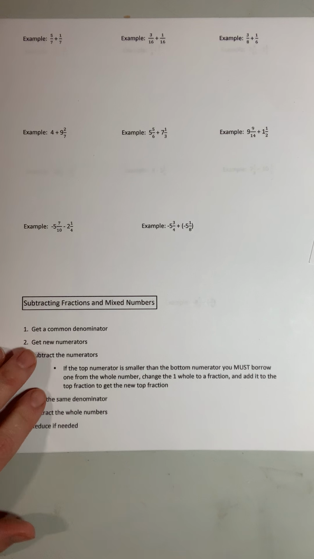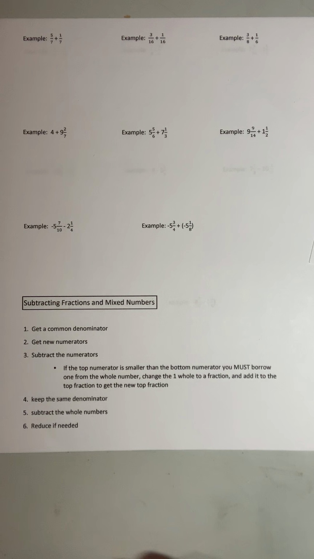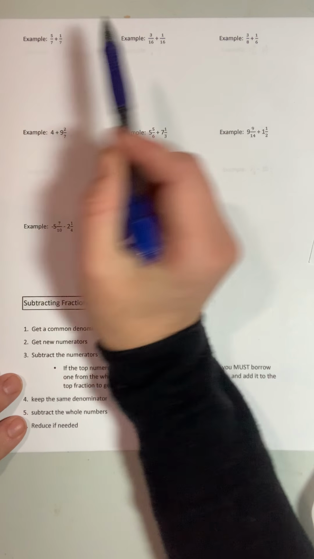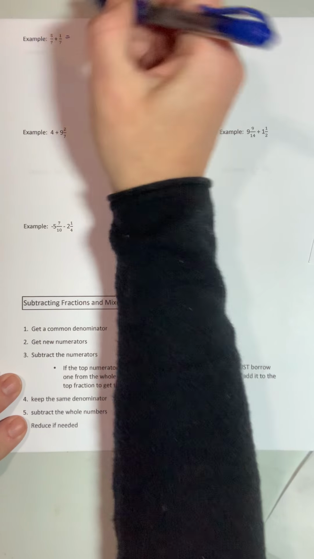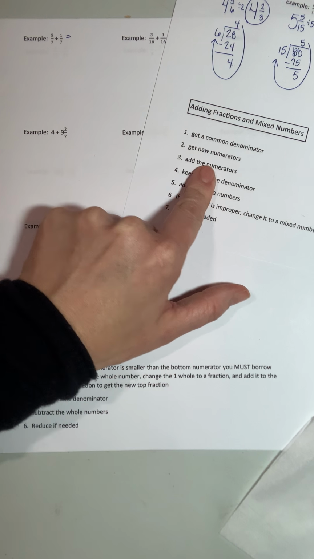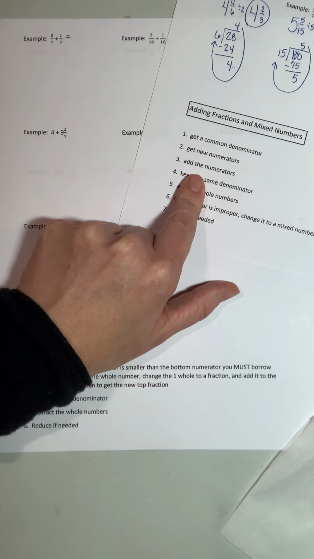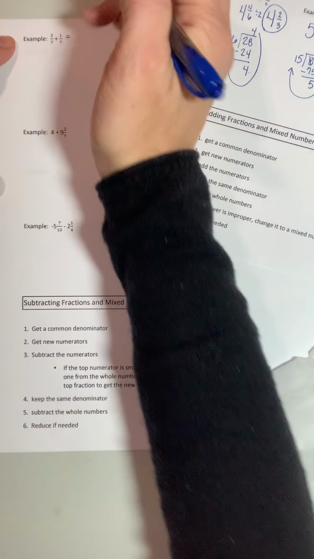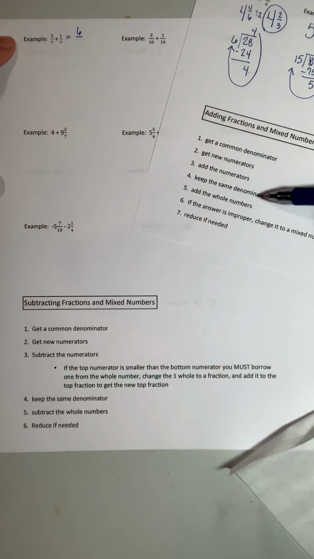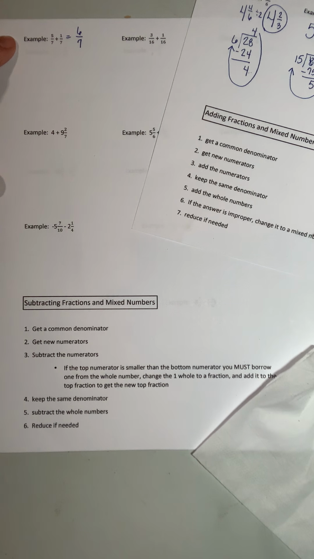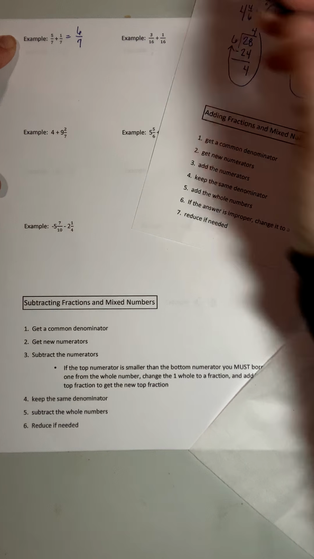Hopefully it did. Okay, so the first thing we notice here for the first example is they have the same denominator, so that's good. So we don't have to get a common denominator. We don't have to get new numerators. We just go straight to number 3. Add the numerators. So 5 plus 1 is 6. Keep the same denominator, which is 7. It did not come out improper, so we don't need to change anything. And it cannot be reduced, so this one is done.